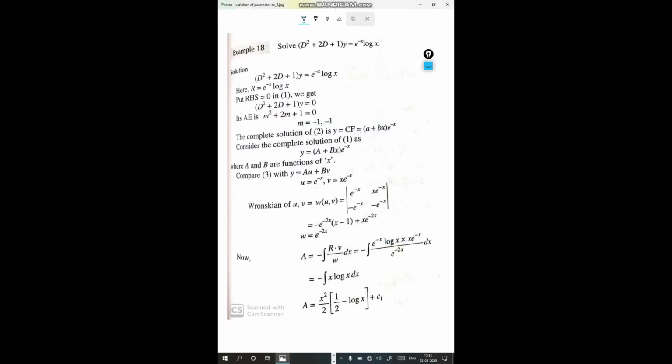Welcome to the fourth example of variation of a parameter. So this is the example 4 that we have. Okay, so example 4.